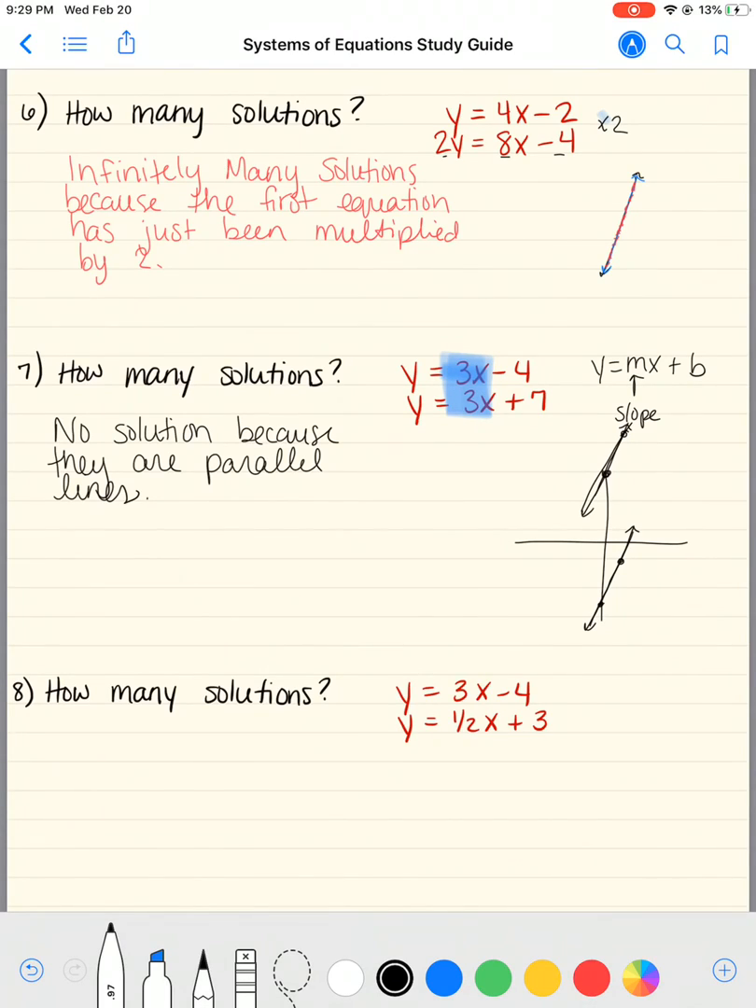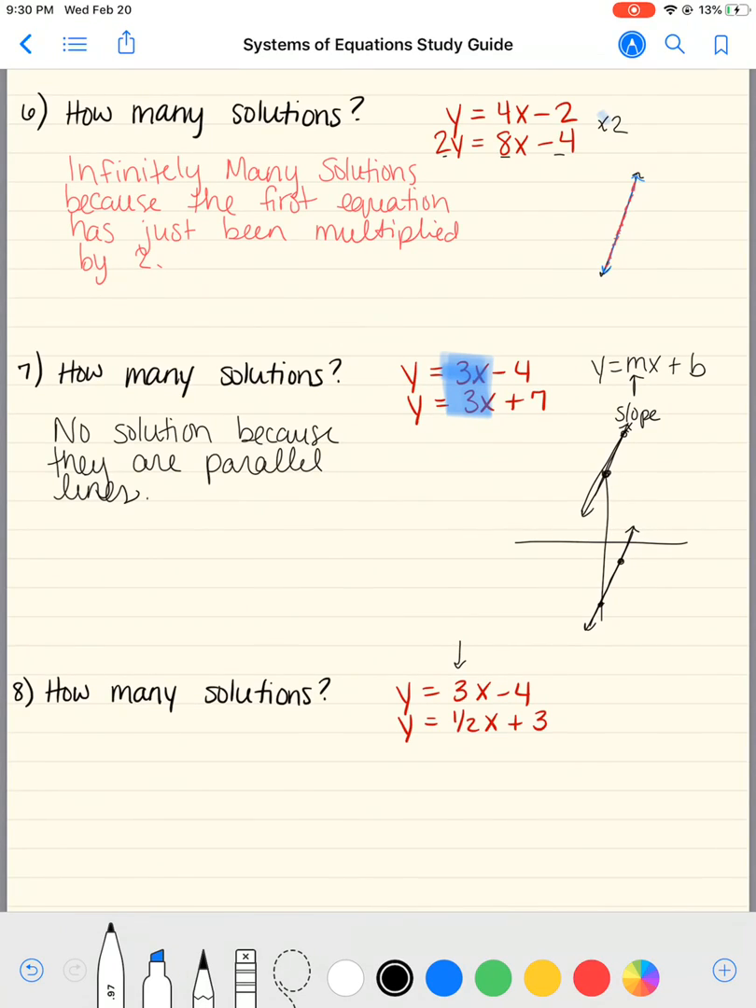All right, and then let's look at the last one, number 8. So we have y equals 3x minus 4 and y equals 1/2 x plus 3. So first thing I'm checking for are any patterns going on. I don't see any. They're just two totally different equations. And then I'm going to look at the slope. Well, they have two different slopes. So these two equations have nothing in common.